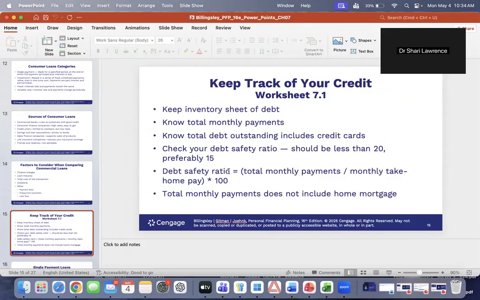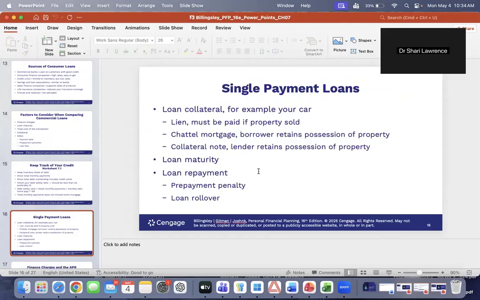Okay, that's just telling you to use that debt safety ratio to make sure you don't get in too much debt. Keep track of it.